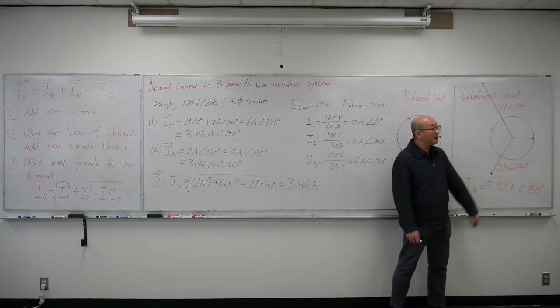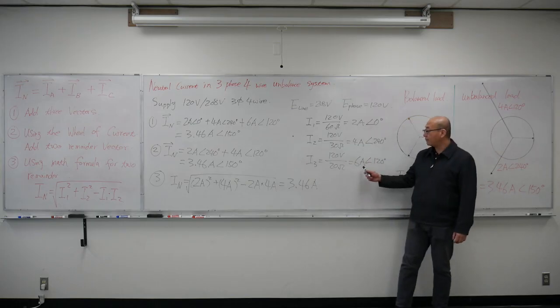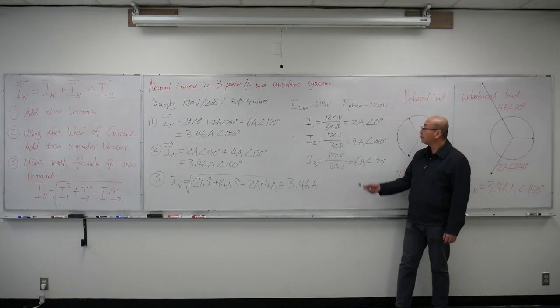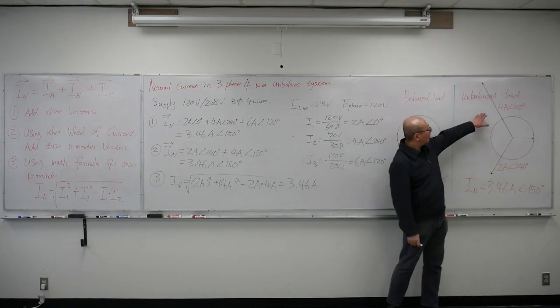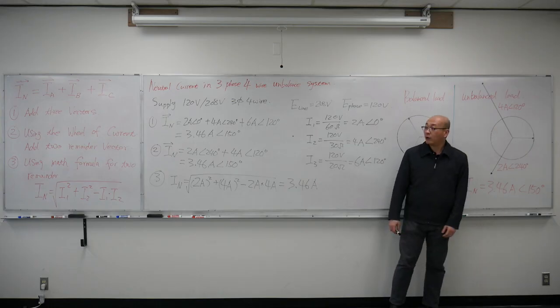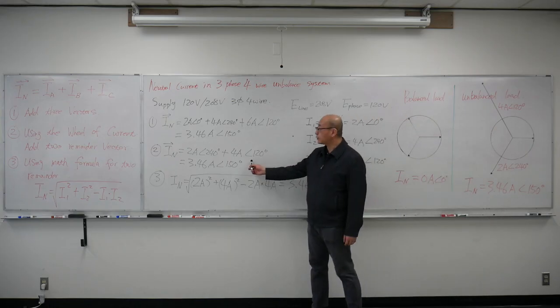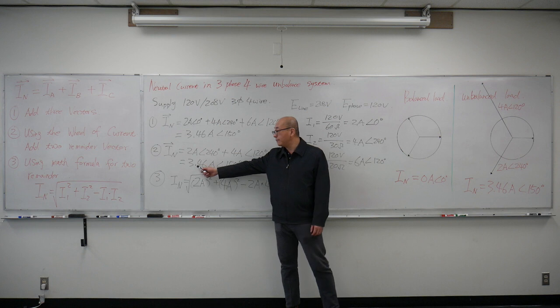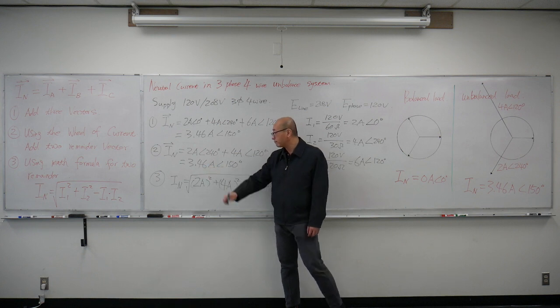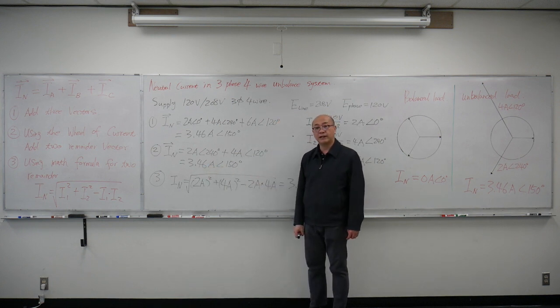Next one, 4 amp at 120, because I have 6 amp at 120, but inside that 2 amp is all balanced now, so I remain with 4 amp at 120. Add these 2 vectors together, and it gives me the same number, 3.46 amp at 150 degree.